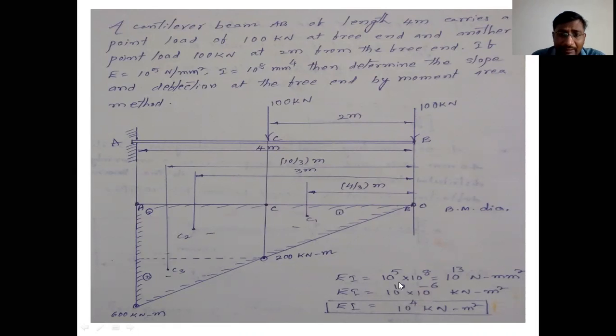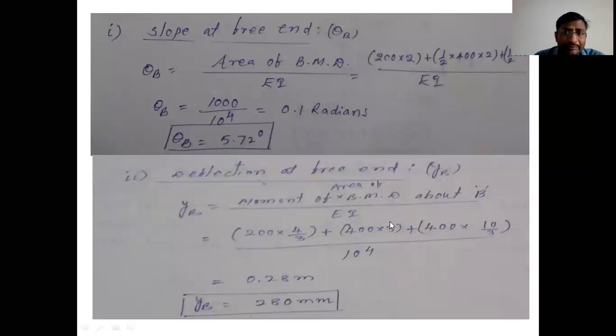So this is the EI value. E value is 10 to the power of 5 newtons per mm square into 10 to the power of 8 mm power 4, 10 to the power of 13 total. You will get newton mm square. Therefore 10 to the power of 10 kilonewton millimeter square, 10 to the power of 10 into 10 to the power of minus 6 is the kilonewton meter square. 10 to the power of 4 finally we will get in kilonewton meter square. That's the flexural rigidity value. Okay. Then slope at free end.